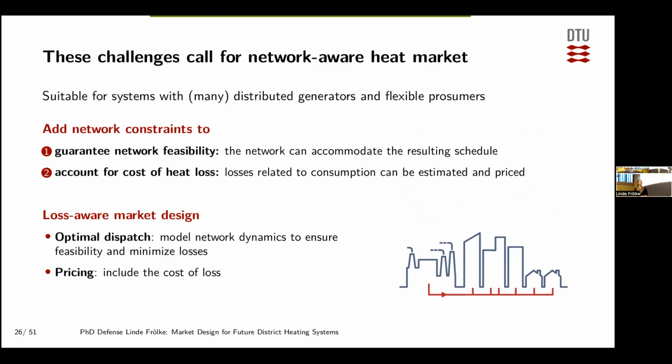Network constraints would be added to the market, first of all, to guarantee network feasibility so that the outcomes from the market can actually be accommodated by the network. And the second would be to account for heat loss. So we would like to price and estimate the losses related to a certain heat consumption. So in this loss-aware market design consisting of two components, we have an optimal dispatch component where we will model the network dynamics to ensure feasibility and minimize losses. And in the pricing, we want to include the cost of the loss in the network.